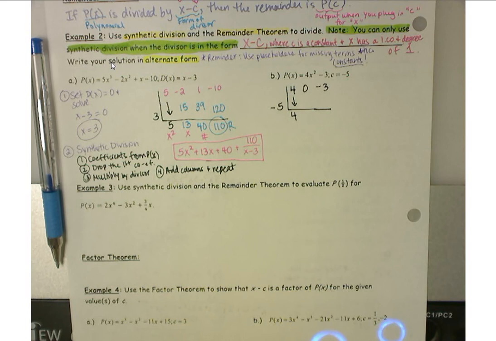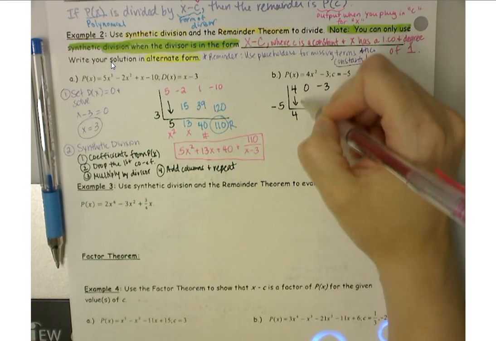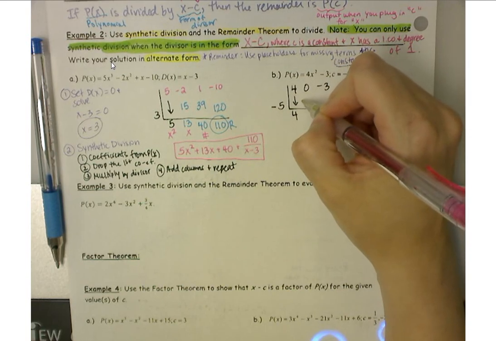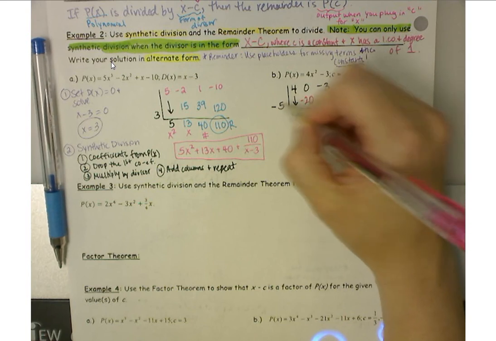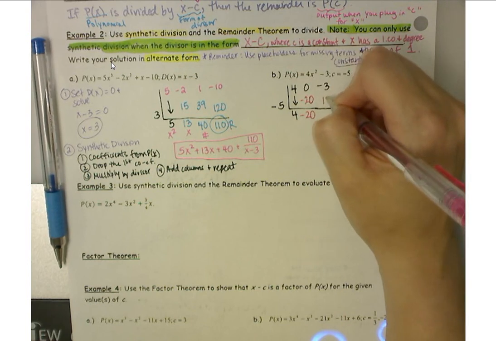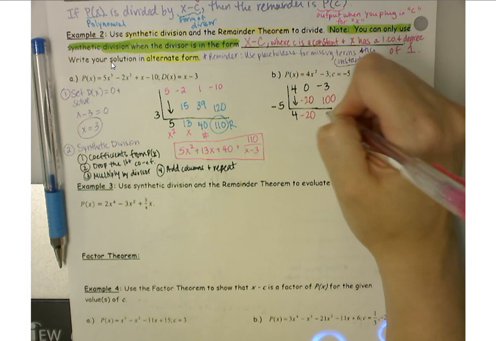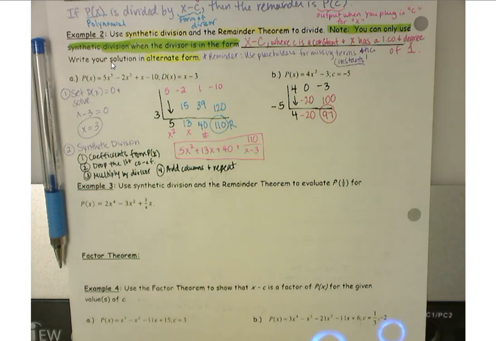Because it really should be very quick, right? 4 times negative 5 is? Negative 20. So when you add straight down, you get negative 20. Negative 20 times negative 5 is? 100. 100 minus 3 is? 97. Okay, so that one should go really quick.